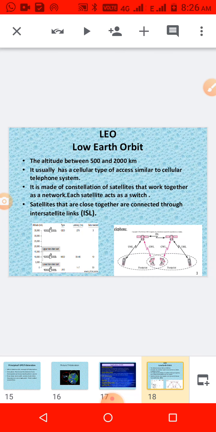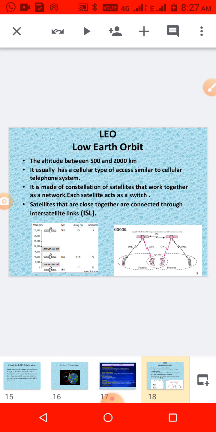And then low earth orbit. Low earth orbit means its altitude is less than 5,000, that is, 500 to 2,000 kilometers only is its height. And it is like a cellular type of access, similar to a cellular telephone system. It is made up of a constellation of satellites that work together, and each satellite acts as a switch.